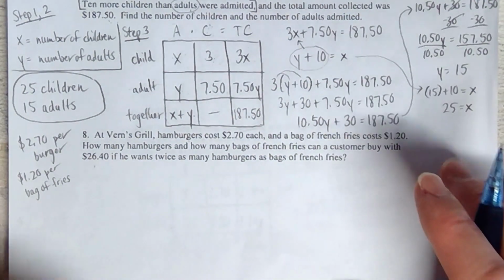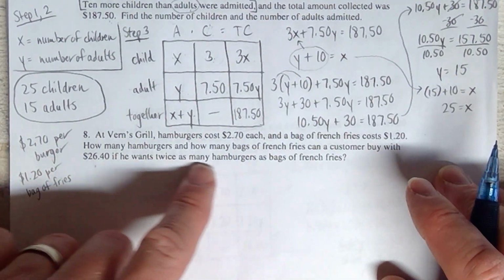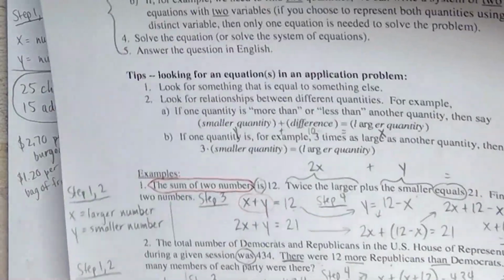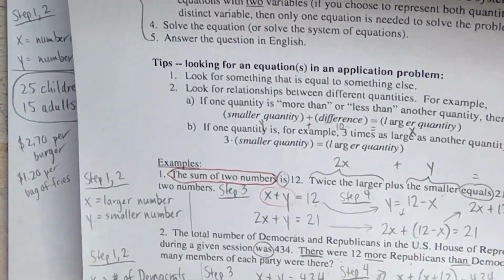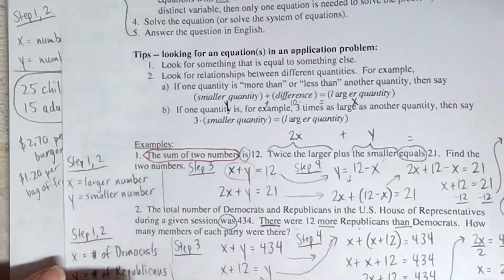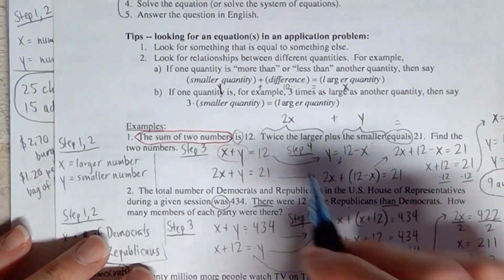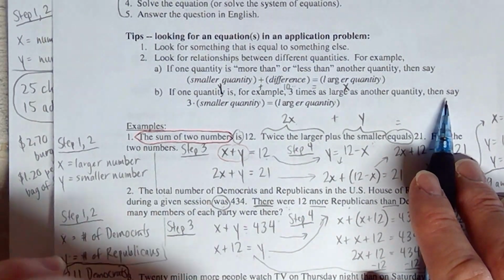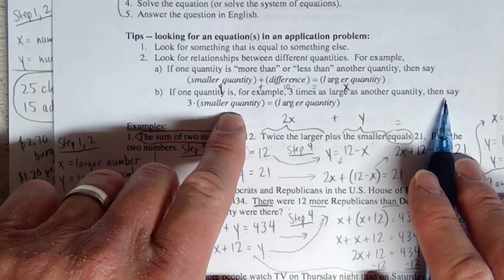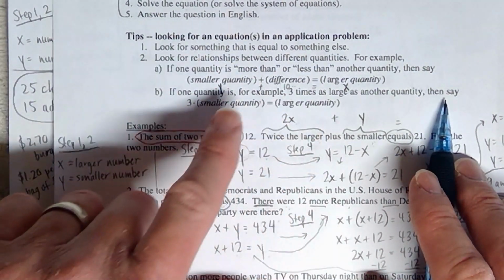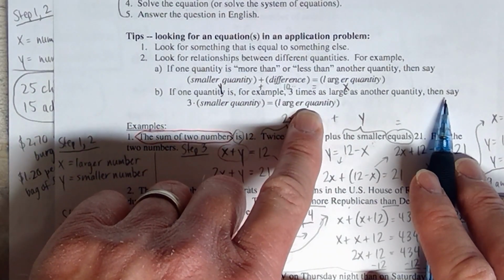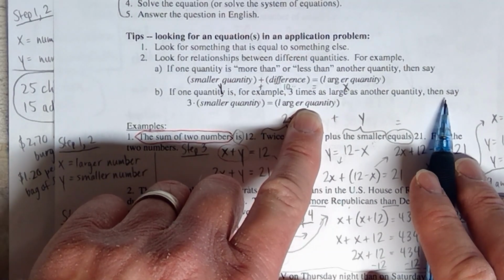Okay. Now here's what's different though. It says if he wants twice as many burgers as fries. We haven't talked about this yet. Let's go back to the basic application worksheet. We talked about it a little bit in this worksheet, but we haven't seen it since. If one quantity is, for example, 3 times as large as another, you go 3 times the smaller equal to the larger. So once again, the smaller goes with the number. The larger is over here on the other side by itself, on the other side of the equal sign.